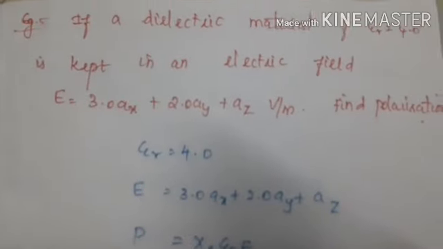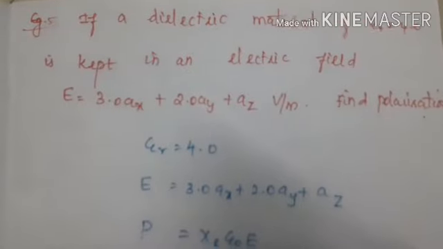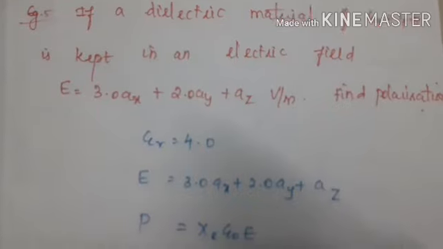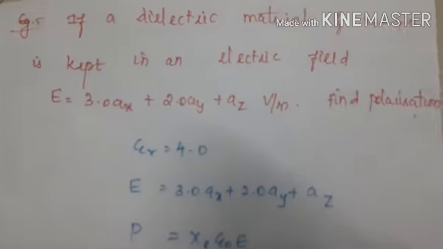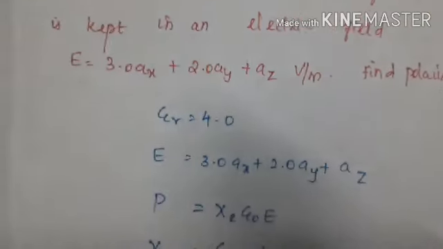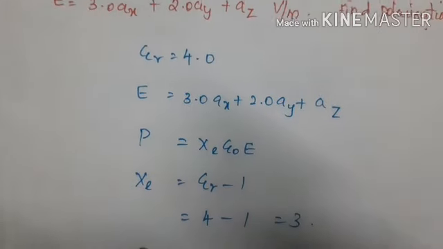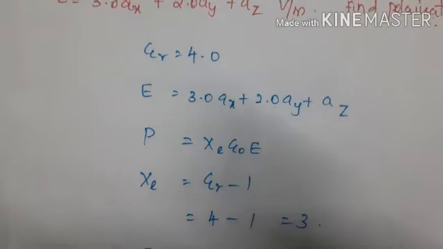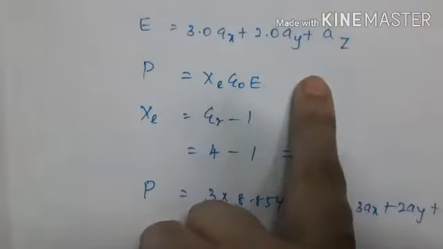Now we will see one example based on this polarization. If a dielectric material of epsilon r equal to 4 is kept in an electric field, that is E is equal to 3ax plus 2ay plus az volt per meter, find the polarization. See here, the epsilon r value is given as 4. E, that is field strength, is given as the expression. So what is the polarization formula? That is chi E epsilon naught E.